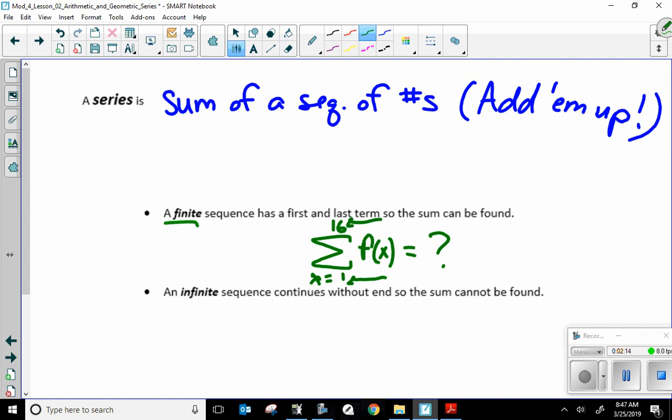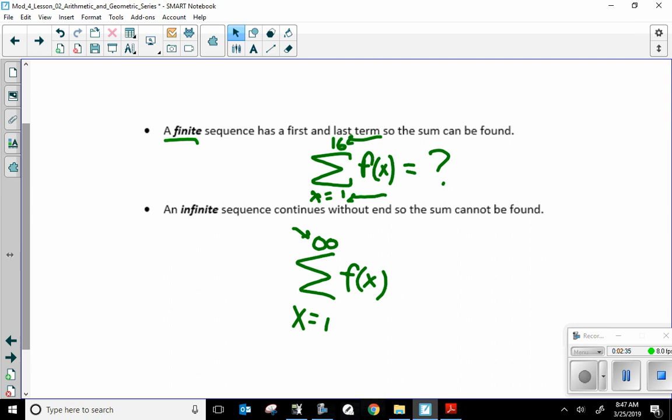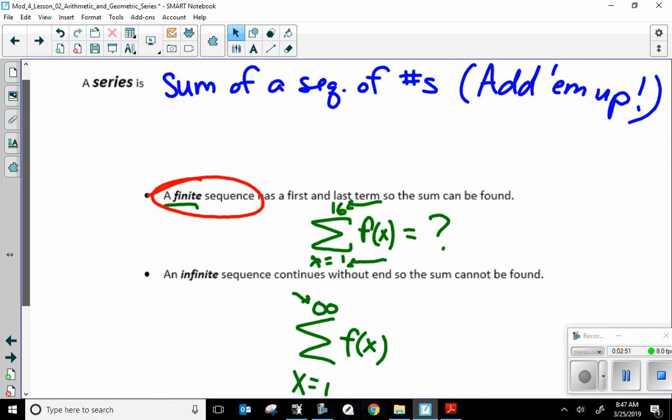Right? Now, there's an infinite sequence, and that continues without end. So you really can't find the sum, at least not at this level. We're really not going to go there, but in case this ever pops up, you can say x equals 1 to infinity of some function, and you can't find that sum. I mean, it doesn't stop. How can you add up something that doesn't stop? How can you catch something that doesn't stop? You cannot. So we are definitely going to be focusing on adding up finite sequences, and we are going to call them series.